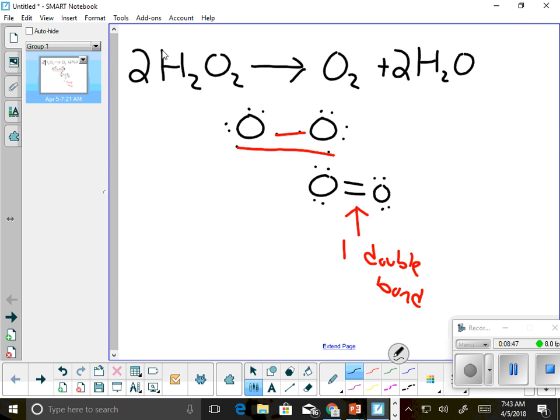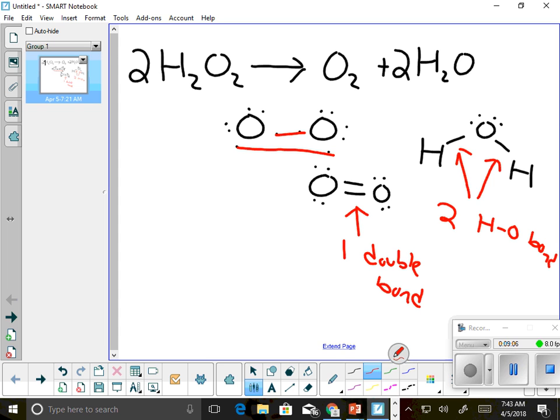Lewis dot for water, hopefully we know this. I've had you draw this in several units. We don't need the partial positive and partial negative ends, but what you can tell is that there's 2 HO bonds. Lastly, we get to hydrogen peroxide. Hydrogen peroxide is the only Lewis dot that you might not be as familiar with.